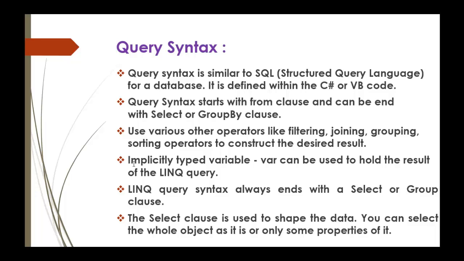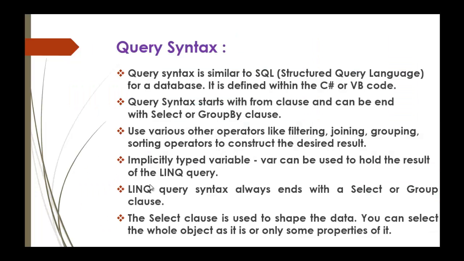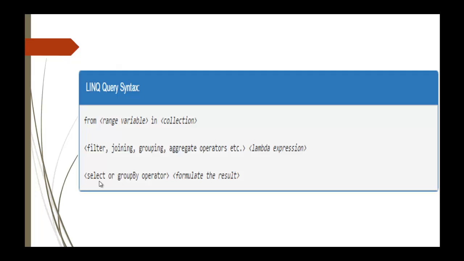Keep in mind, LINQ query syntax always ends with a select or group clause. That's what we saw in the slide here. You can observe at the end it always ends with a select or group by operator. It just gives the output of what the other operators have done. It just shows the output on the console screen. The select clause is used to shape the data. You can select the whole object as it is or only some properties of it. The specialty of the select operator is that once you have got the desired result, you don't have to show the entire result to the user. If you want to filter there also, then you can make use of the select operator and just print the required result on the console screen. That can be done using the select operator.